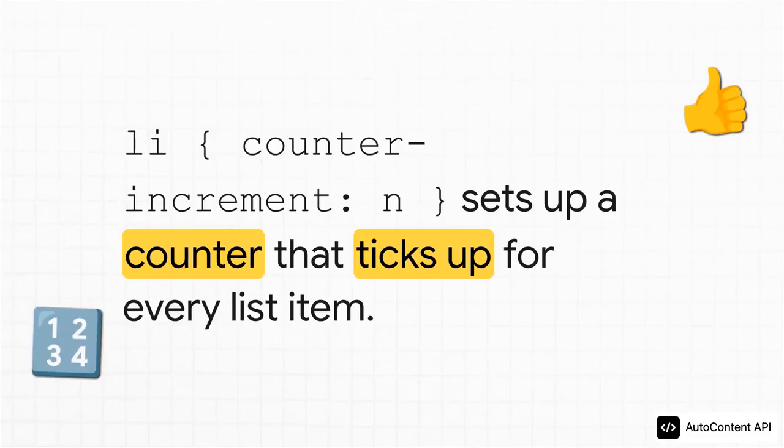First things first, you got to count. This first line does exactly that. It tells the browser, hey, for every list item you see, every li tag, I want you to tick up a counter that we're going to call n. So 1, 2, 3, 4, boom. We have our sequence. Simple enough?